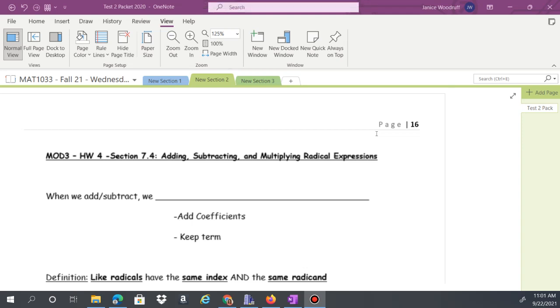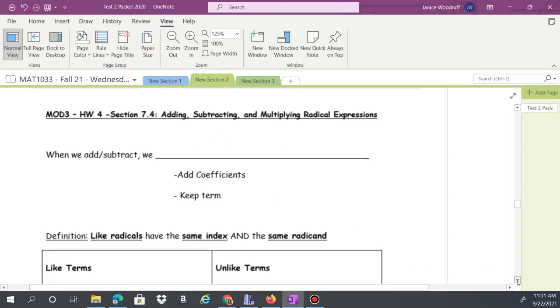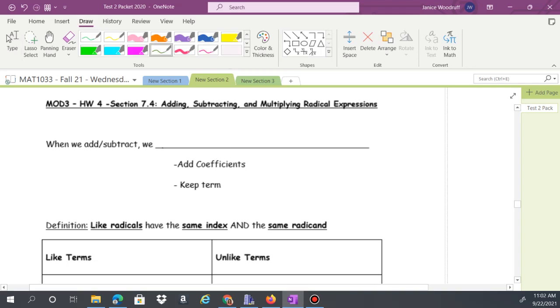Last section in Module 3. We are adding, subtracting, and multiplying radical expressions. When we want to think of adding and subtracting terms, we always combine like terms. It's going to be our first fill in here.